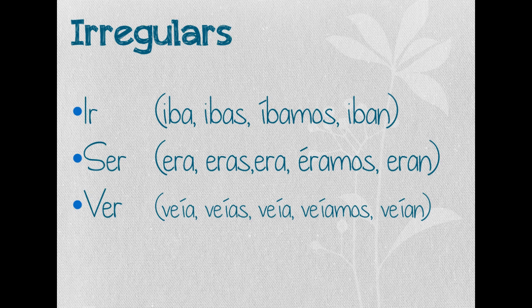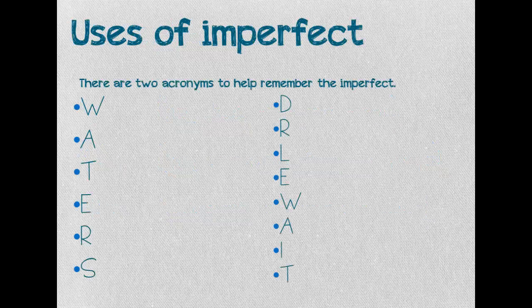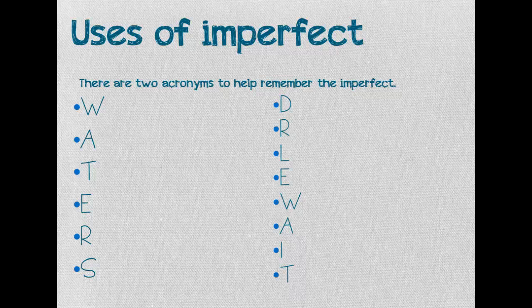So ir is iba, ibas, iba, íbamos, and iban. Ser is era, eras, era, éramos, and eran. And ver, veía, veías, veía, veíamos, and veían. So just like the preterite, there are 2 acronyms that we can use to help remember when to use the imperfect. We have W.A.T.E.R.S and Dr. LEWAIT. I tend to use W.A.T.E.R.S more often, so that's the one that I will focus on, but I will tell you what both acronyms stand for.